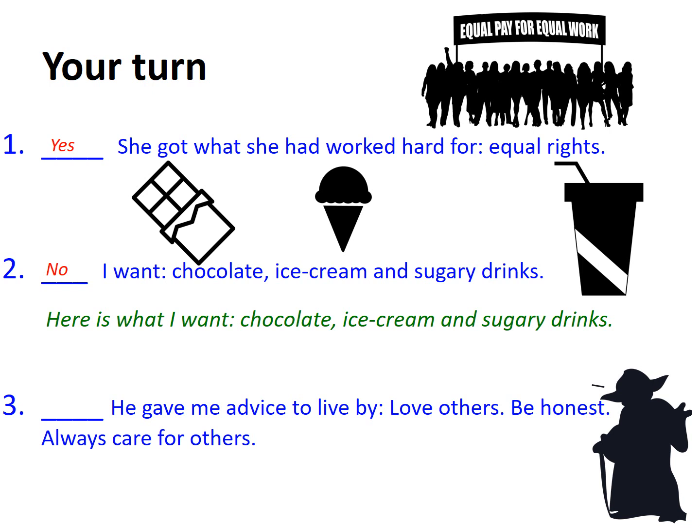Finally, he gave me advice to live by: love others. Be honest. Always care for others. So as you can see here, we are listing the advice that was given. And the advice is broken into a series of short sentences. Hence why it's actually correct as it is.